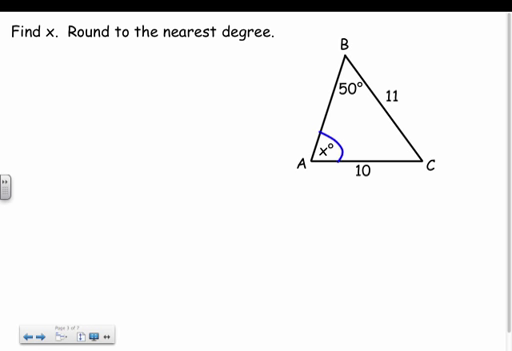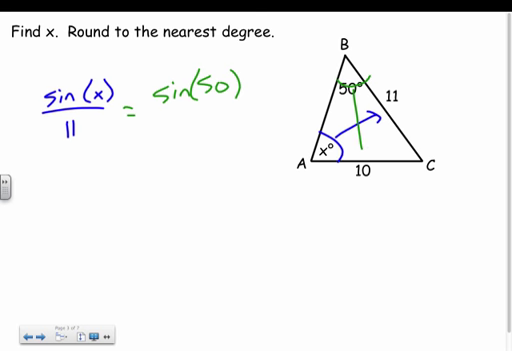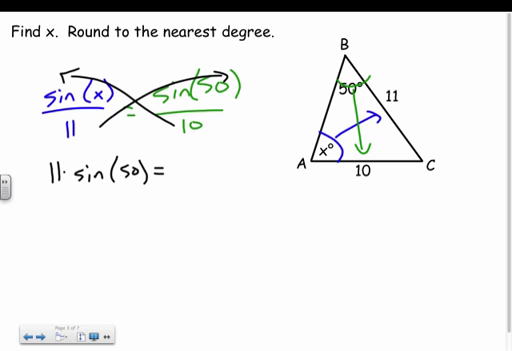Let's go with x. So sine of x degrees over, well, the side opposite is 11. I set that equal to sine of 50, and I put that over the side opposite, so over 10. Same thing, it's a proportion, so take the cross product. 11 times the sine of 50 equals 10 times the sine of x.